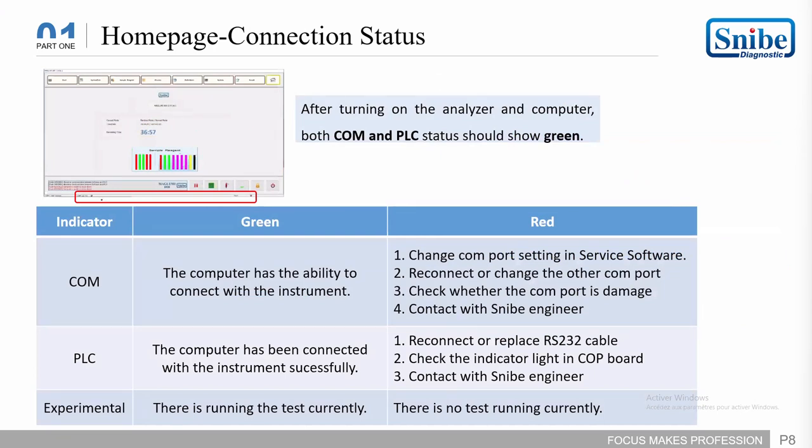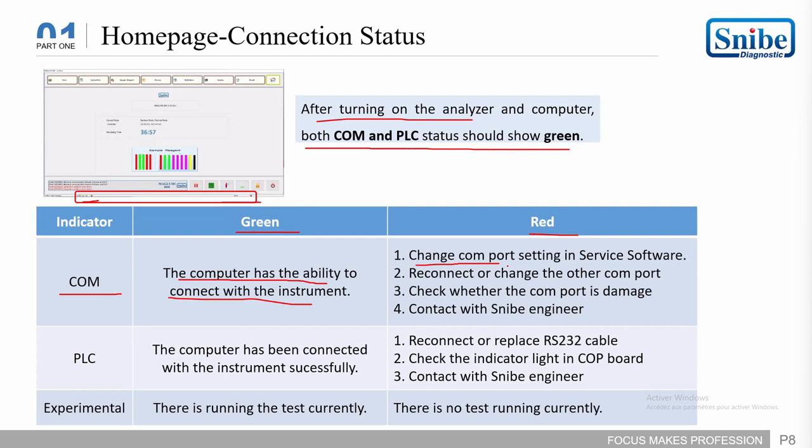And I told you, you have to check the indicator of connection. After turning on the analyzer and computer, the COM and PLC status should be green, both of them. If the COM indicator is green, then it means that the computer has the ability to connect with the instrument, with the communication cable. But if it's red, then there is no communication and no ability to connect.